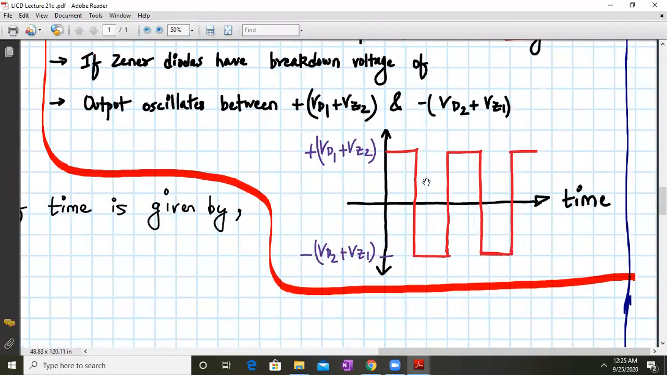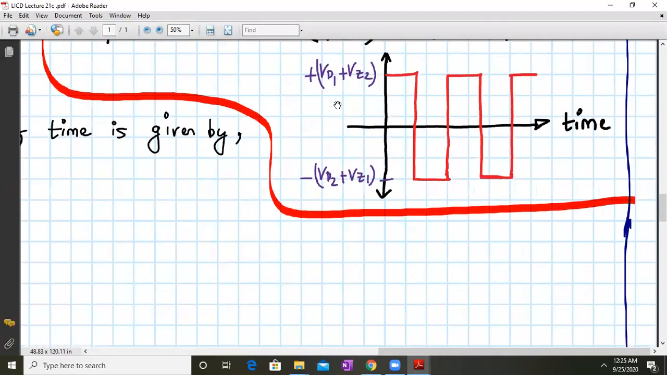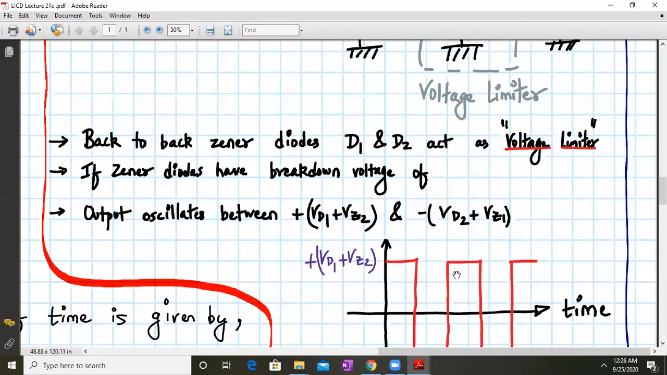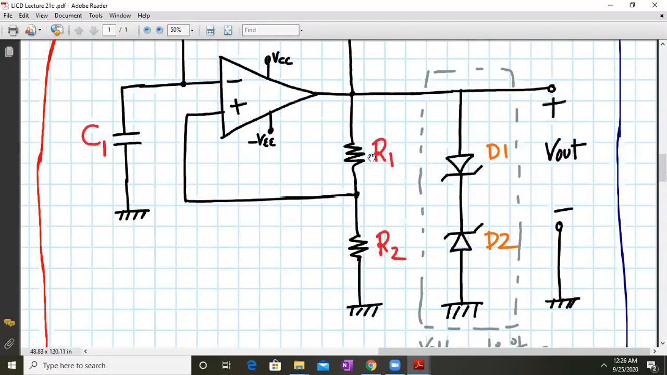Now the output amplitude will be limited. The positive peak will have VD1 plus VZ2, where VD1 is the diode voltage. You know that a Zener diode in the forward direction works as a normal diode. So this will be VD1 plus VZ2, where VZ2 is the reverse breakdown of diode number 2, that is D2. And on the negative side you have minus of VD2 plus VZ1. Okay, we have already seen this in the numerical, but this is just for revision.